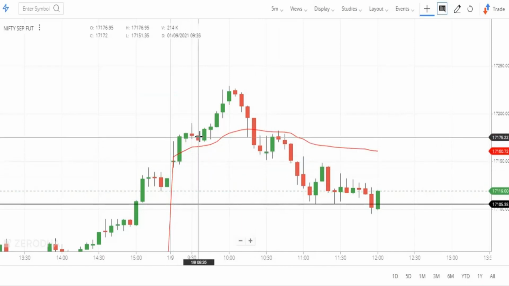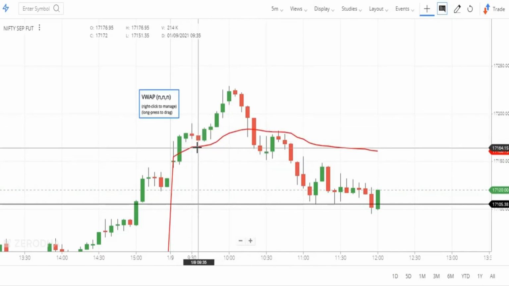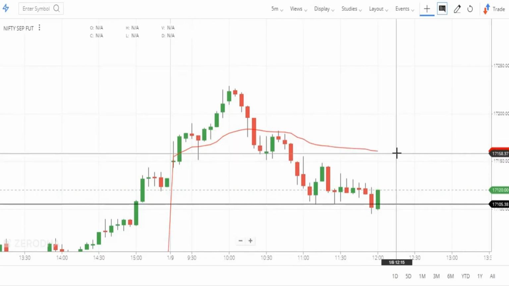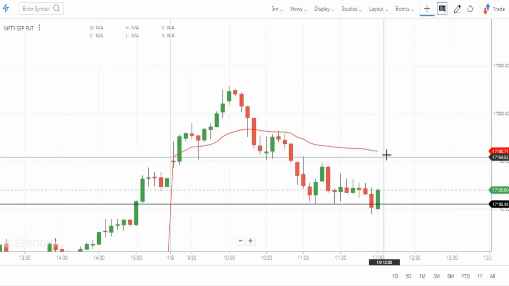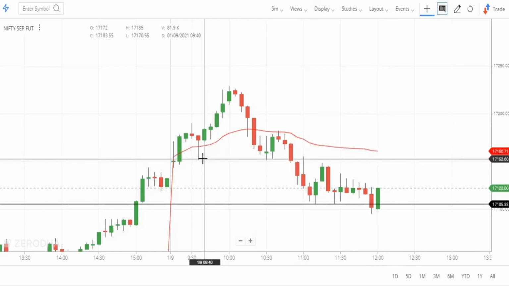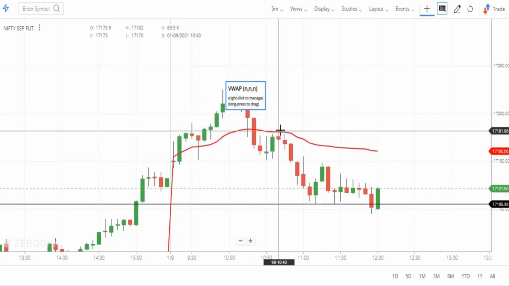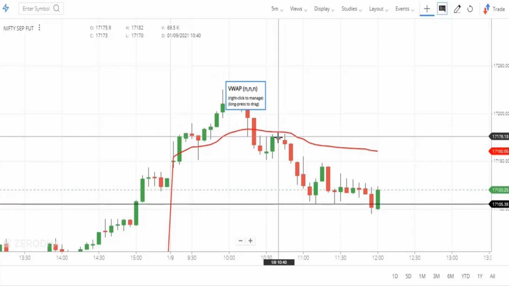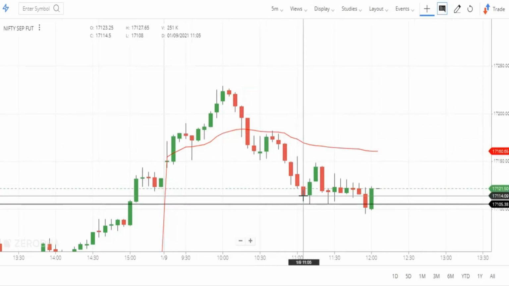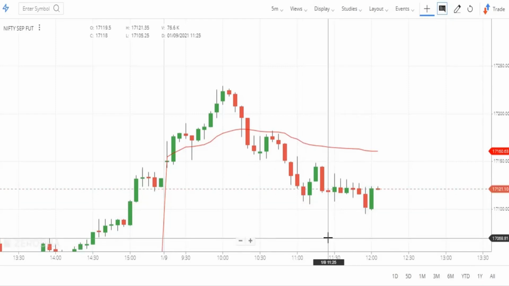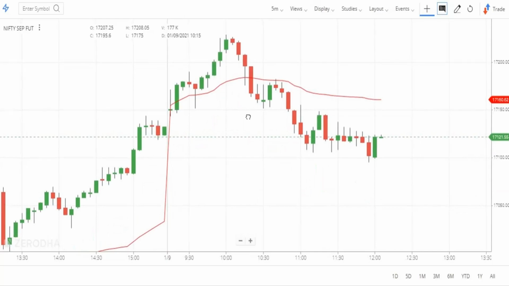As you can see, it acts as a support and resistance, but it moves along with the markets. So we call this a dynamic support or resistance, which means it keeps making new support or resistance depending on how the market is moving. Once it broke below this VWAP, it took resistance exactly at the VWAP level and then fell below. Are you getting it? So this is how VWAP works.